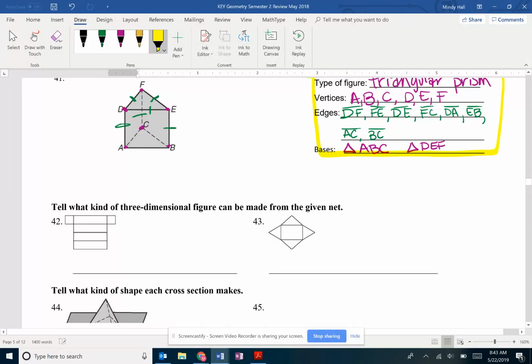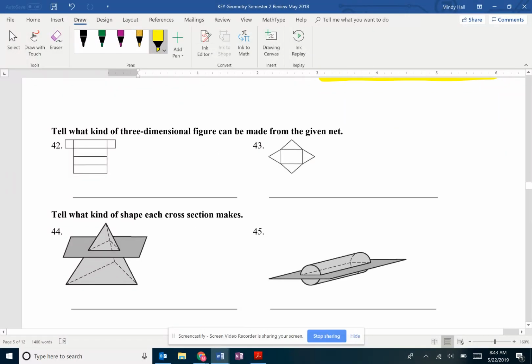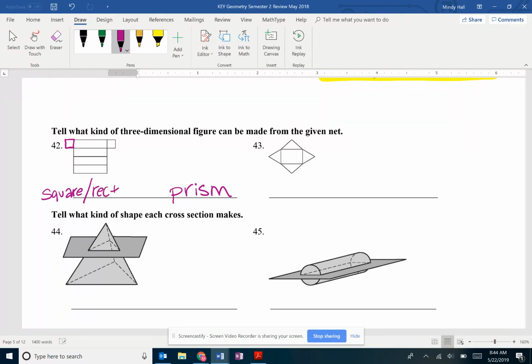Okay, so continuing on. You want to figure out what shape is made with this net. So I always start with where are my bases? My bases are these two things because I should only have a maximum of two bases for prisms. So because there's two of them, I know it is a prism. And because my bases kind of look like squares, kind of look like rectangles, I would accept either square prism or rectangular prism. I'll leave that up to your imagination because technically every square is a rectangle, so you can go back and forth.